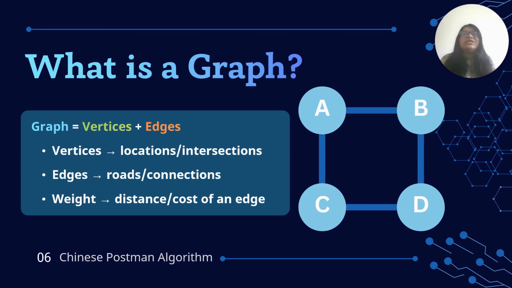Before we go further, let's do a quick refresher on graphs. A graph is simply made up of vertices and edges. Think of the vertices as intersections or locations and the edges as the roads connecting them. In our case, each edge has a weight which represents the distance or cost of traveling down that road. In this example, the edge between A and B has a distance of 5.